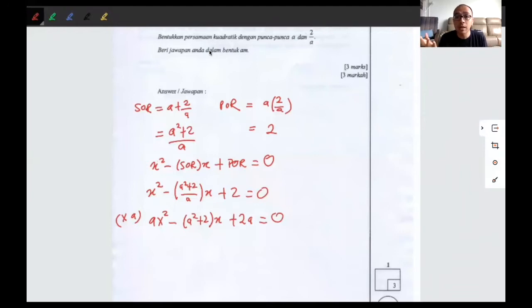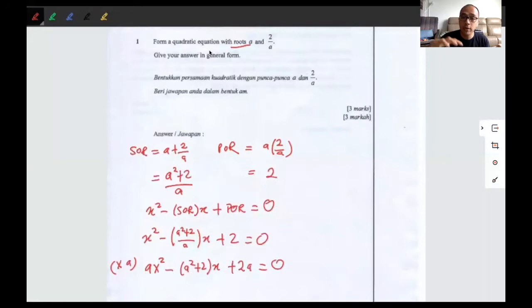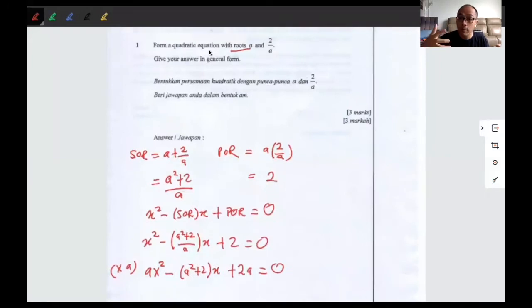Cuma dia bagi bukan nombor, they just give you a huruf, which is a. But whenever you see the word roots, and you have to form a quadratic equation, start with the sum of roots and the product of roots. Okay, so the sum will be a plus 2 over a, then saya kasih pindah supaya dia jadi 1 lah. Okay, because kalau saya letak ini inside here, it's a little bit more complicated lah, and I don't really fancy it.